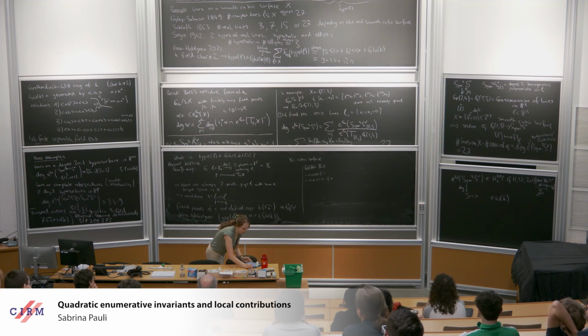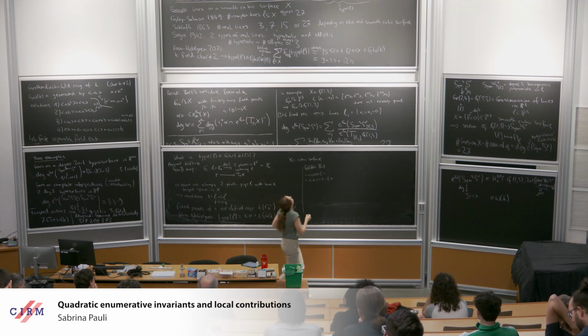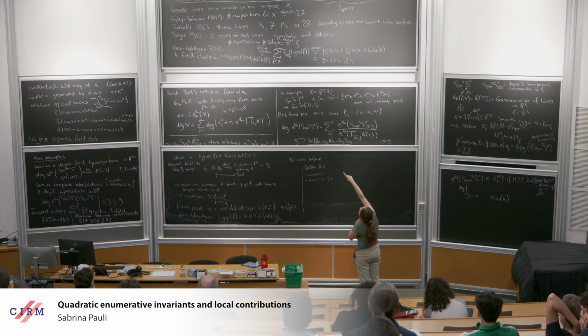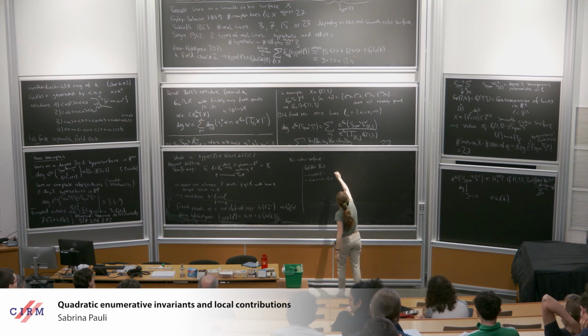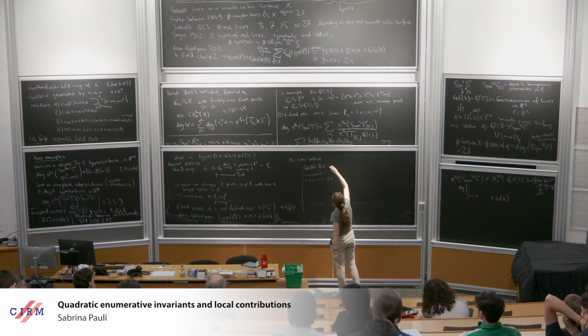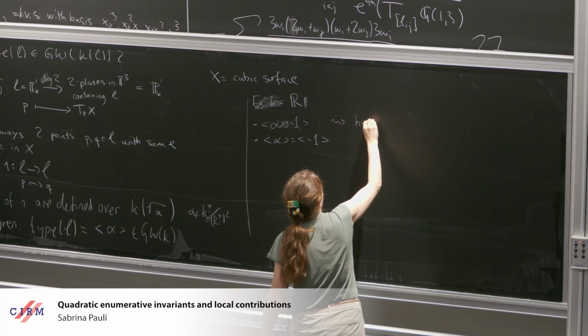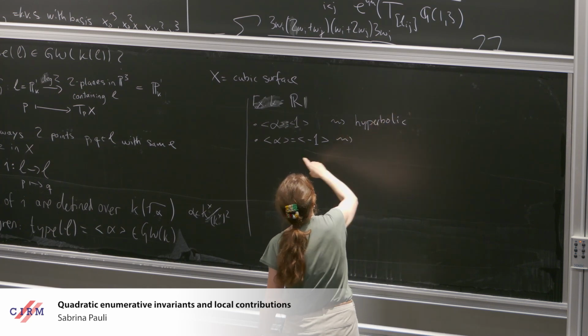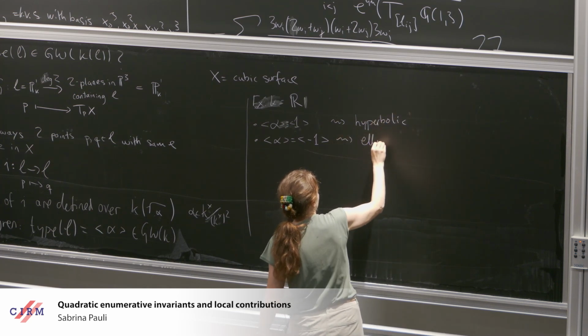So now, which one is hyperbolic? Yeah, right. Let's go back to this up there. So this, actually, alpha equal to 1 is exactly what Segre calls hyperbolic. And this is what Segre calls elliptic.